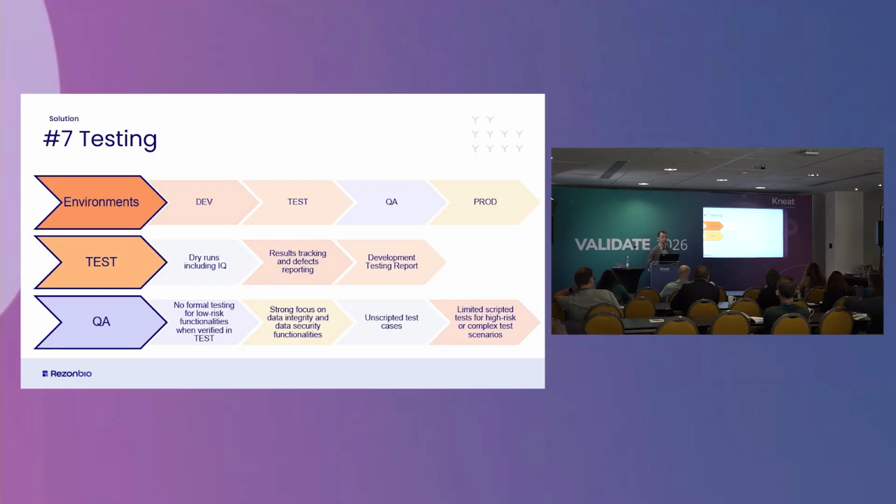And at the end we created a development testing report that is attached to our functional risk assessment to show, hey, we did already some testing, we have evidence here, the risk is mitigated. Quality assurance environment, the formal testing. No formal testing for low-risk functionalities when tested already previously. We do not repeat testing from the test environment because it was already done, right?